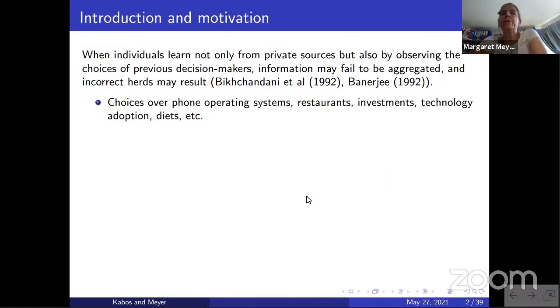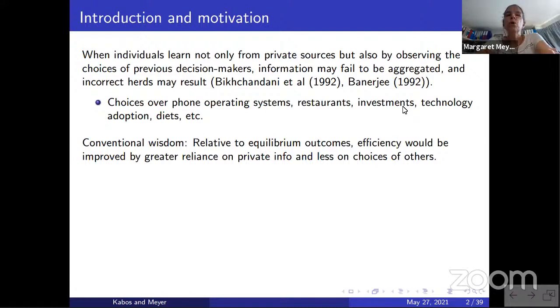So we're all familiar by now with the idea that when individuals learn, not only from private sources, but also by observing the choices of previous decision makers, information may fail to be aggregated, and consequently incorrect herds may result. And these models have been helpful in understanding choices over phone operating systems, restaurants, investments, technology adoption, diets, etc. The conventional wisdom concerning models of observational learning seems to be that relative to equilibrium outcomes, efficiency would be improved if individuals relied more on their private signals and less on the choices of others.